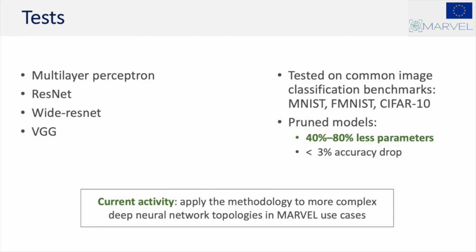In task 3.5, during the first year of Marvel, the development of DynHP was mainly methodological. We refined the pruning methodology and worked toward extending the types of deep network models to be included. Currently, DynHP successfully prunes both multi-layer perceptron and standard deep convolutional networks like wide ResNets and VGG, applied to image classification problems. The current activity is to apply the methodology to more complex deep neural network topologies used in the Marvel use cases.